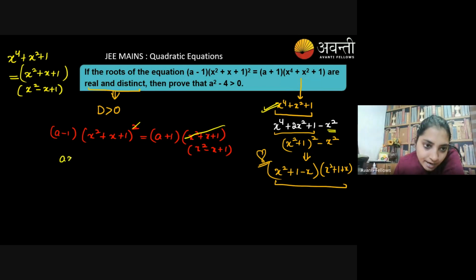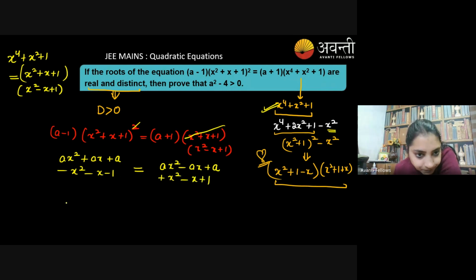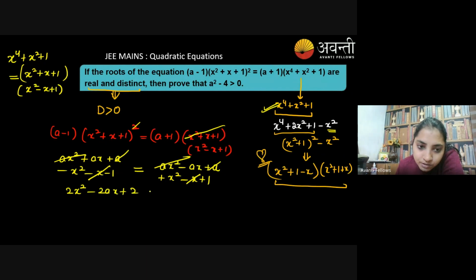It will give me ax square plus ax plus a minus x square minus x minus 1. That must be equal to ax square minus ax plus a plus x square minus x plus 1. Noted? See, ax square is cancelled, a is cancelled, x is cancelled, right? So we are just left with 2x square minus 2ax plus 2 is equal to 0. It means x square minus ax plus 1 is equal to 0. Is it clear?